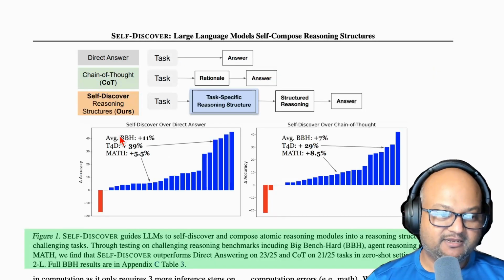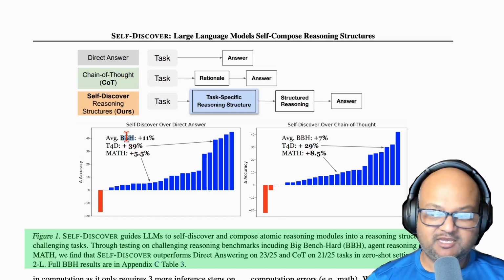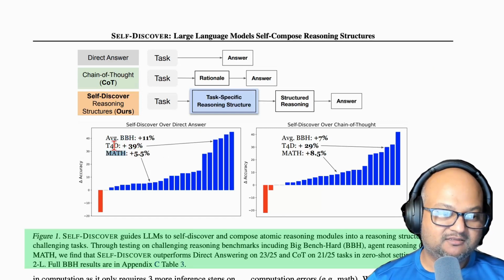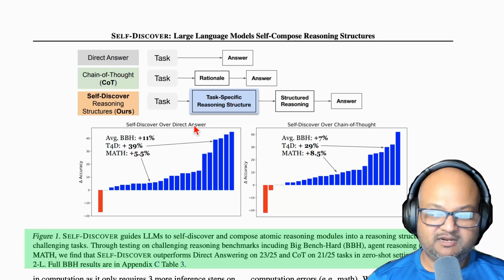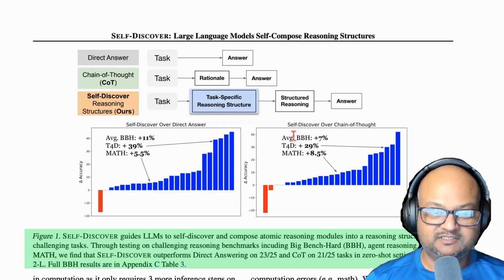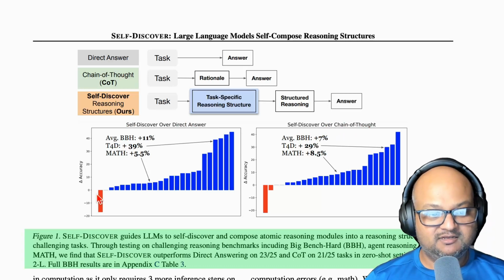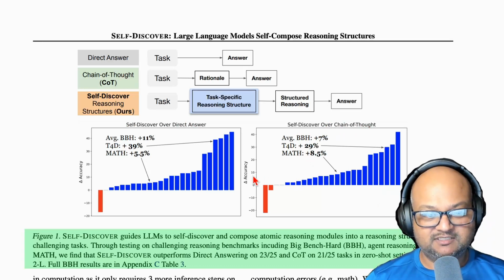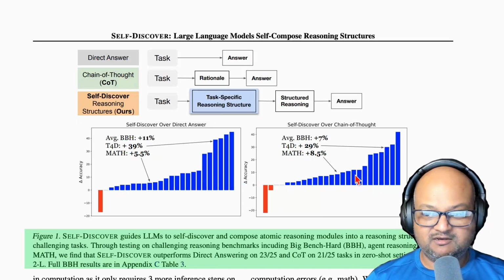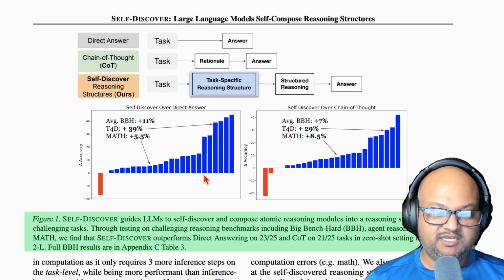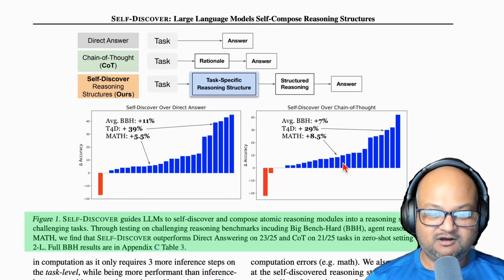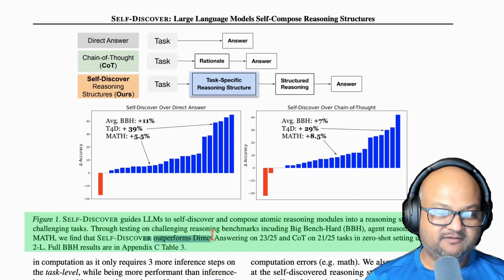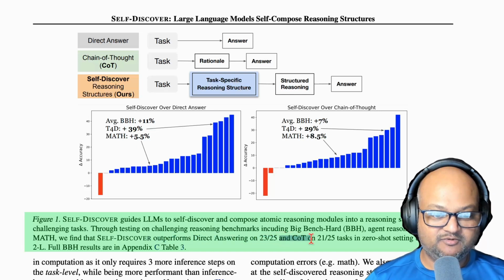So what do the results look like? On benchmarks like BBH, Big Bench Hard, or math, or agent reasoning problems, they compared it against direct prompting, so just giving the problem itself as a prompt, and chain of thought prompting. And against both of those strategies, self-discovery comes out ahead by a very decent margin, as you can see in this graph. Each bar here is one task of that benchmark, and self-discover outperforms direct answering on 23 out of 25 tasks and outperforms chain of thought on 21 out of 21 tasks.